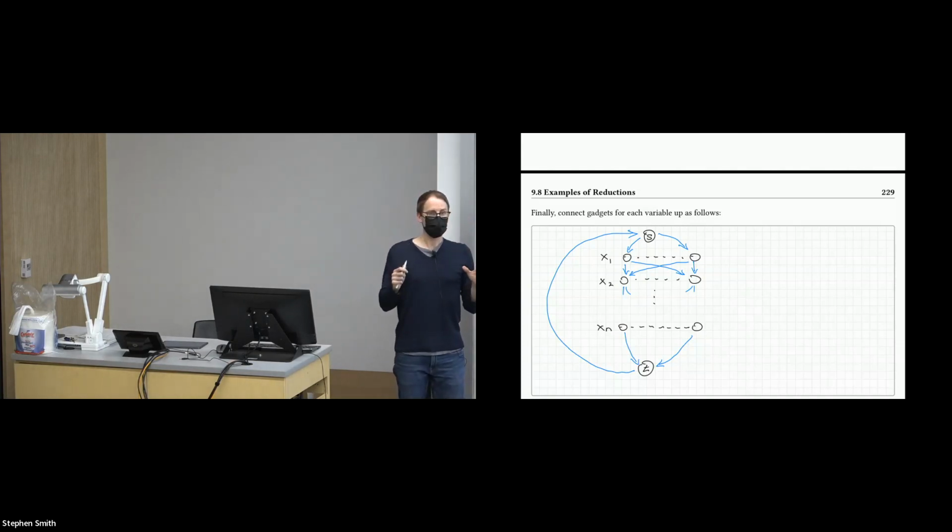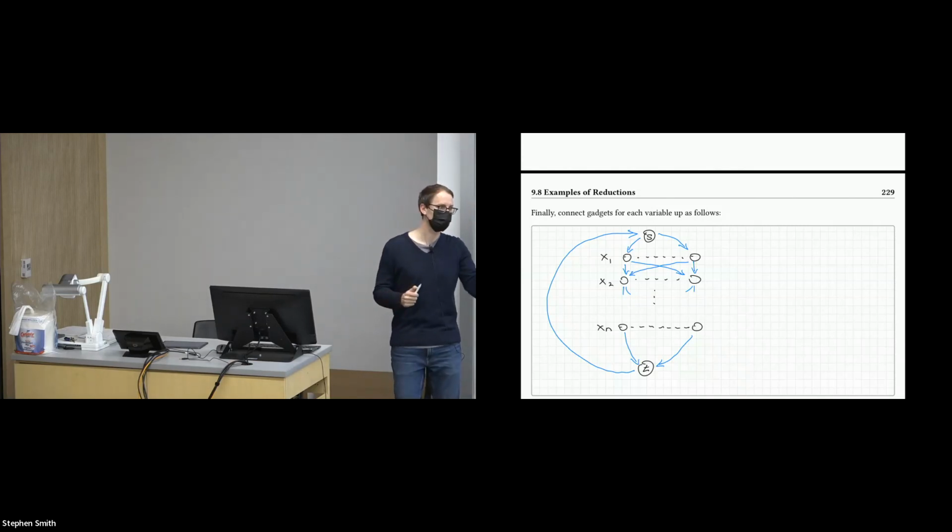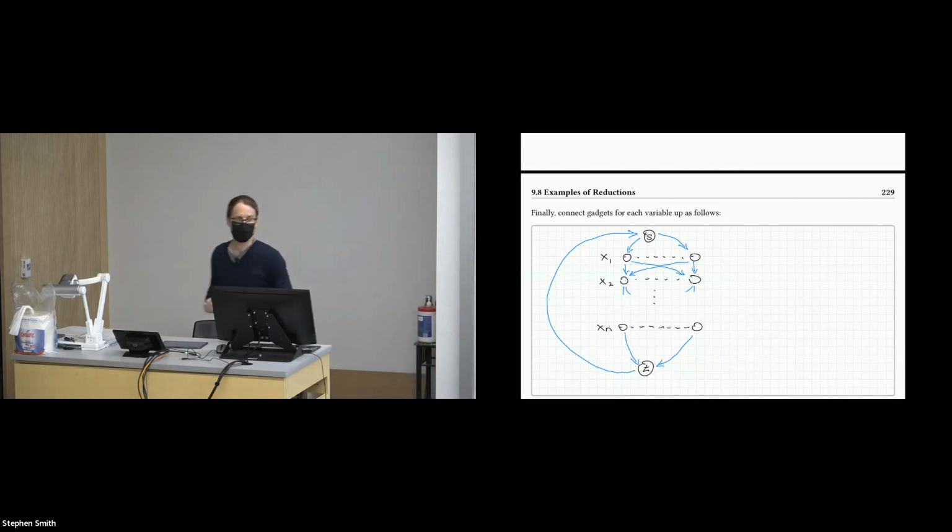And the whole point is that to get a Hamiltonian cycle in this graph, I have to visit all the clause vertices, right? The Z1, Z2. And the only way to visit those is to traverse the corresponding gadget in the proper direction. You know what I mean? I only get to satisfy Z1 if I traverse X1 in the false direction, or I traverse X2 in the true direction, or X3 in the true direction, whatever appeared in that clause.